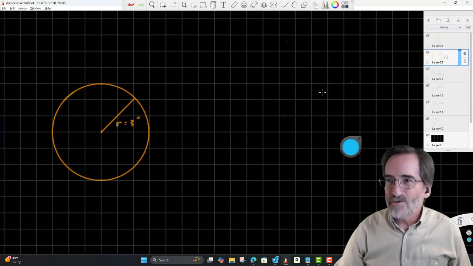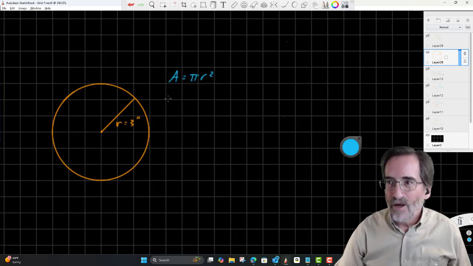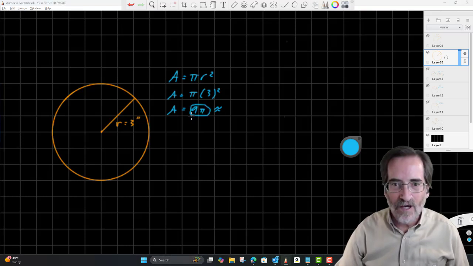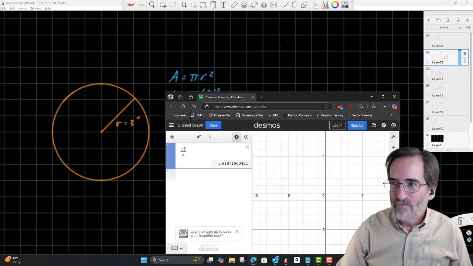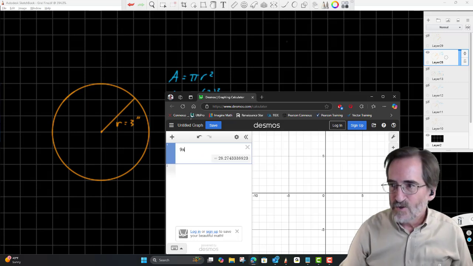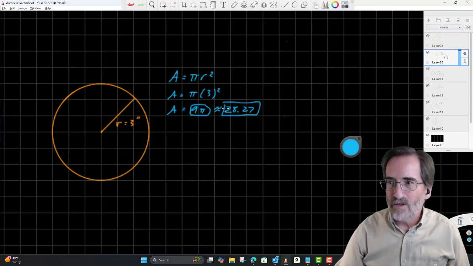All right, so let's use it. We want to find the area of a circle with radius 3. So area is pi r squared. Area is pi times 3 squared. 3 squared is 9, so it is 9 pi. That would be exact. Or approximately, if we want to do approximate, 9 pi is 28.27. That would be approximate, where the other would be exact.